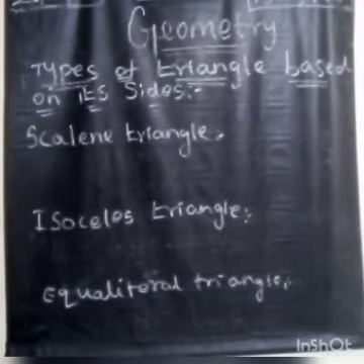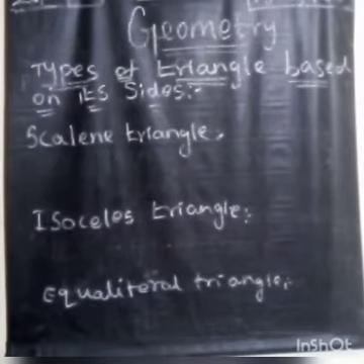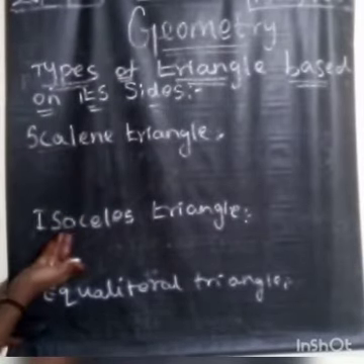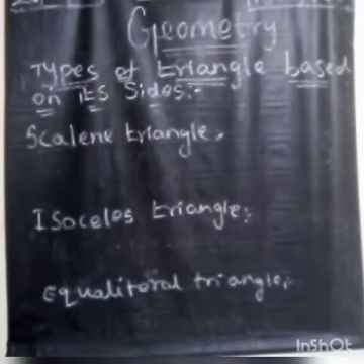Next we move on to the types of triangle based on its sides. The first one is the scalene triangle, then the isosceles triangle and then the equilateral triangle.